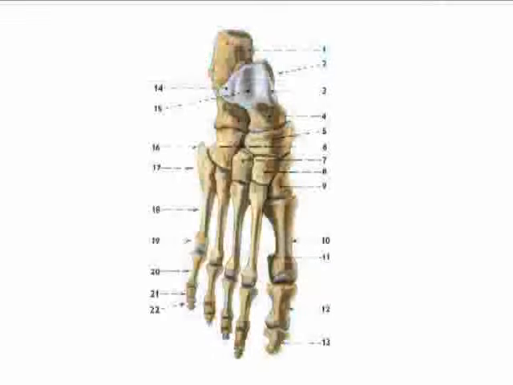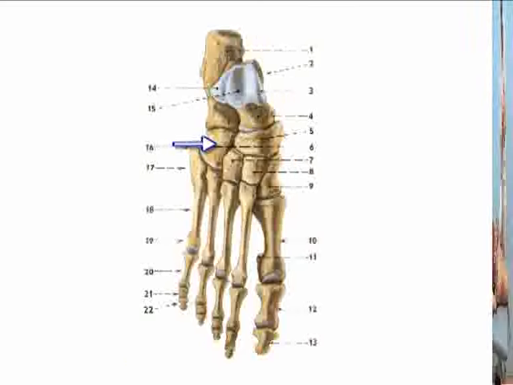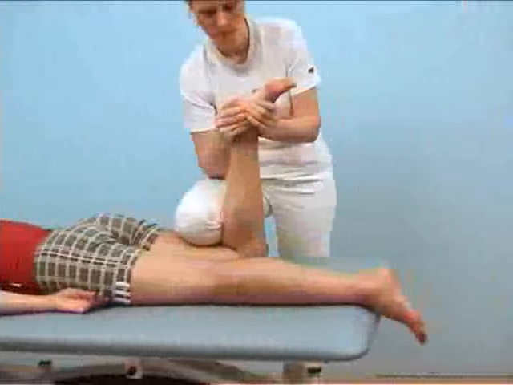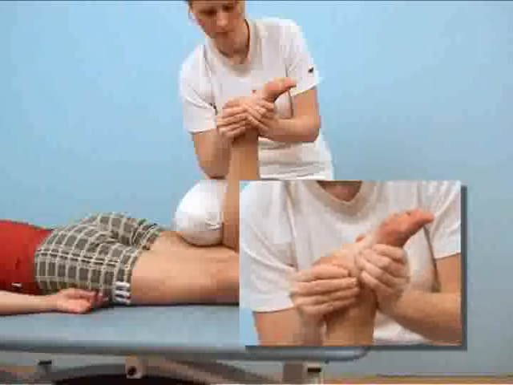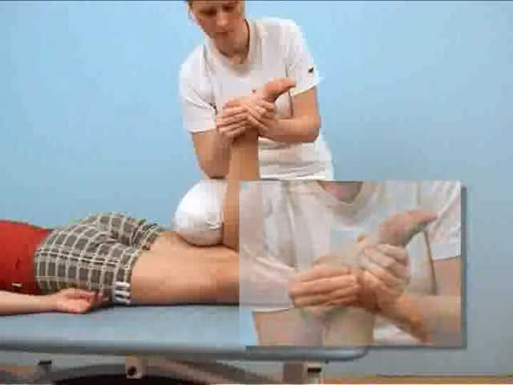Mobilization of the calcaneus against the forefoot. First, mobilization of the calcaneus against the scaphoid and cuboid will be described. For this, the patient lies prone, the knee bent at right angles. In this way, mobilization is possible in all directions with simultaneous distraction.